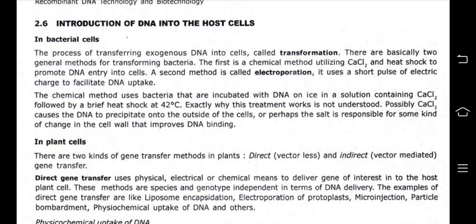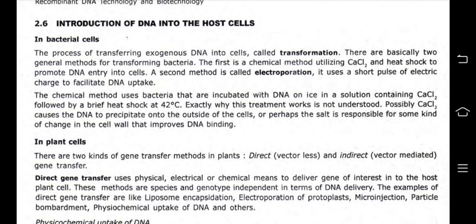Introduction of DNA into the host cell is a very important step. In bacterial cells, the process of transferring exogenous DNA into cells is called transformation. There are basically two general methods for transforming bacteria. The first is a chemical method utilizing CaCl2 and heat shock to promote DNA entry into cells. A second method is called electroporation. It uses a short pulse of electric charge to facilitate DNA uptake. Two transformation methods are there.